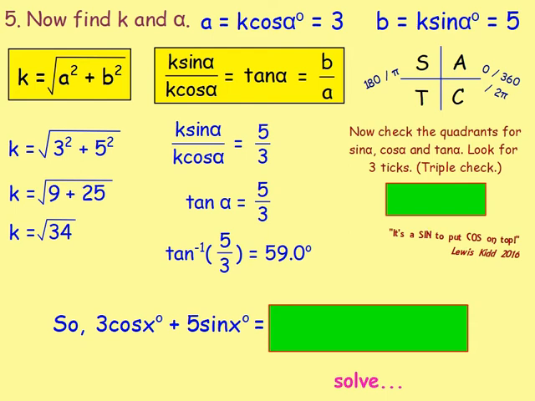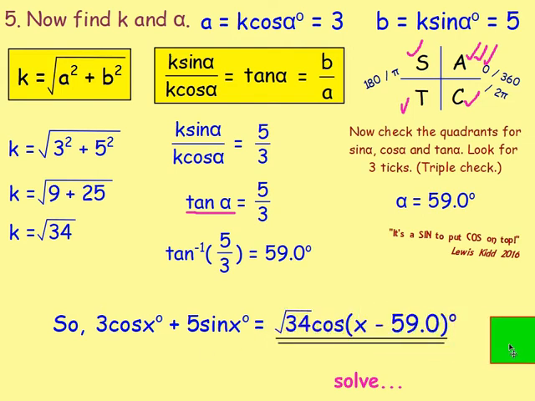And again, you're thinking about the quadrants. Up here, cos is 3, a positive number, so cos is positive in A and C. Sin is a positive number as well, and sin is positive in A and S. And triple check, tan alpha is 5/3, that's a positive number, and tan is positive here and here. So you know it's the first quadrant, it's the acute angle, it's your calculator answer of 59.0 degrees. Therefore, we were asked to write it in the form, and that is what we end up getting. So we replace the k with root 34 and alpha with 59.0.